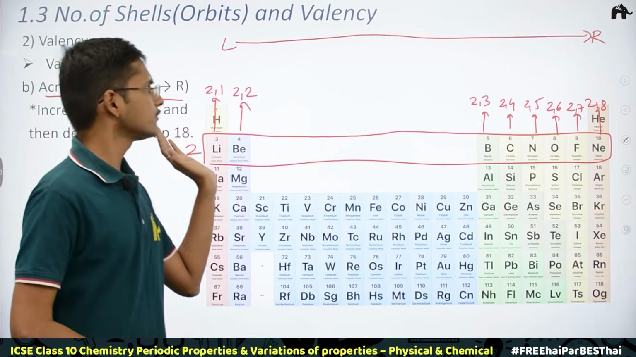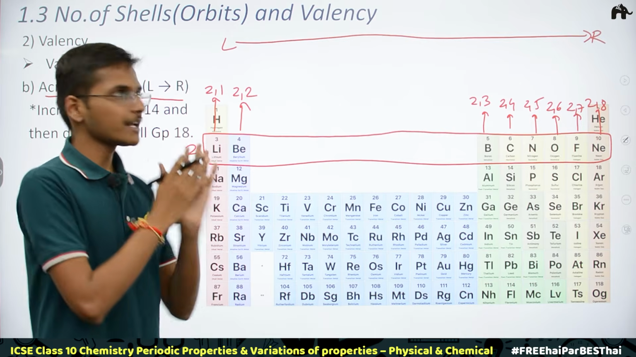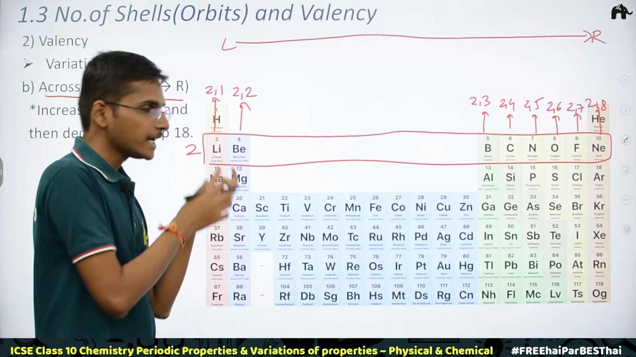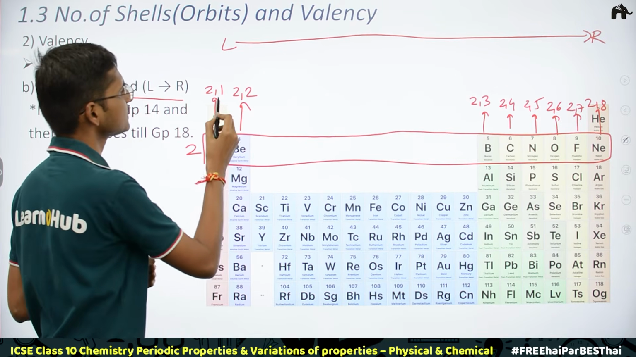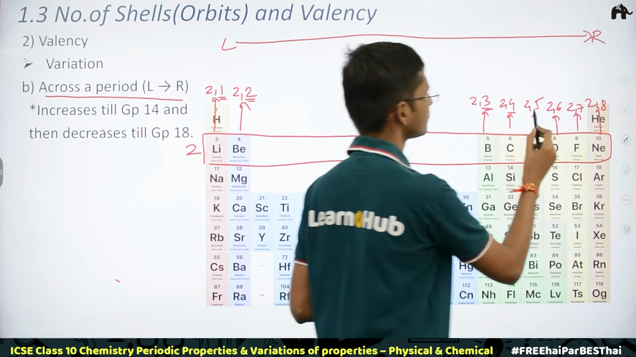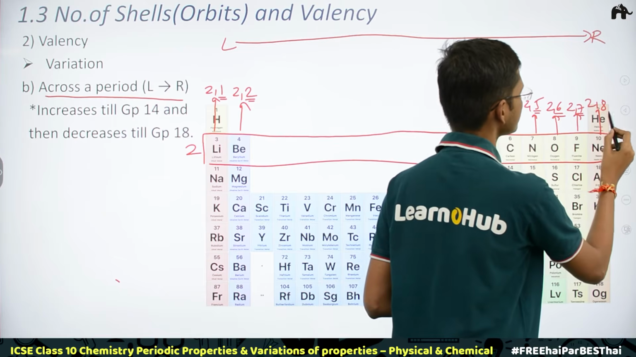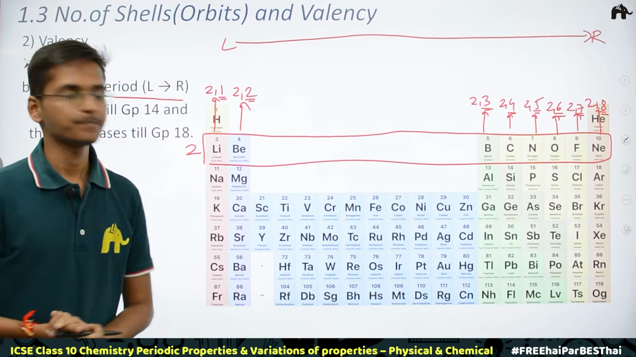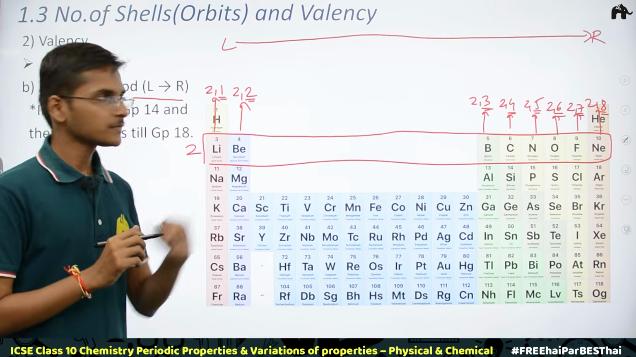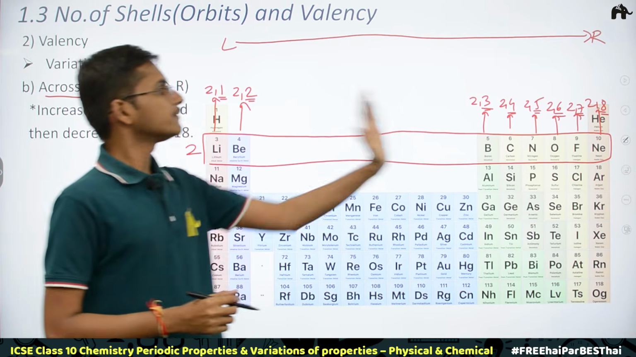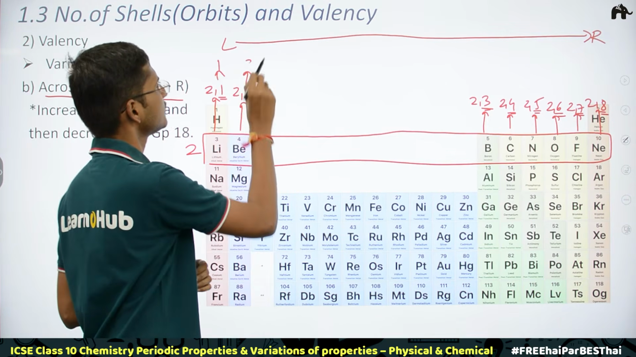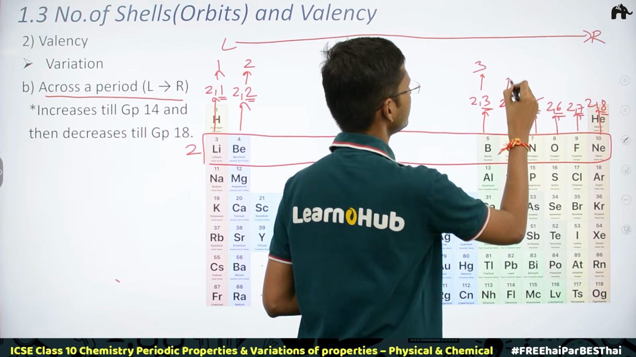Now from this it is very clear how many valence electrons are present in each element's atom. Here the valence electron is 1, in case of beryllium it is 2, boron 3, carbon 4, nitrogen 5, oxygen 6, fluorine 7, and neon 8 valence electrons. Now from this we can calculate valency, because we know trick number 1. If the valence electrons are 1, 2, 3, 4, valency is equal to the number of valence electrons. So here valency would be 1, 2, 3 and 4.